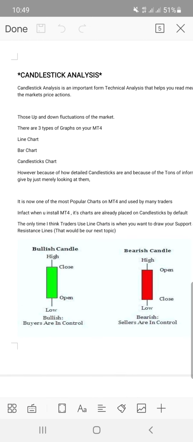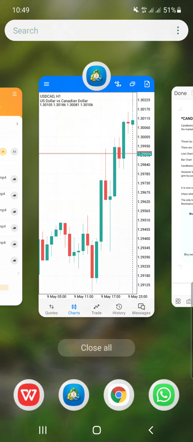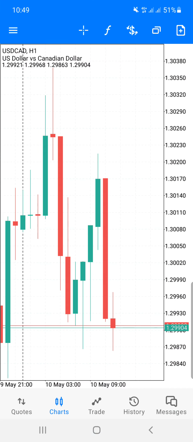So now, first thing you need to understand is that there are three types of graphs on your trading app. Three types of graphs. This one that you are seeing now is called the candlestick graph. Everything you are seeing is represented by these candlesticks. For instance, we also have what we call the line chart. All you need to do is touch the screen, and it brings this to you.